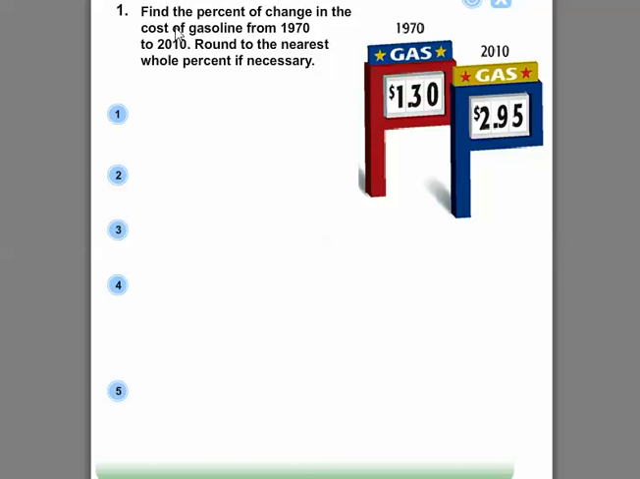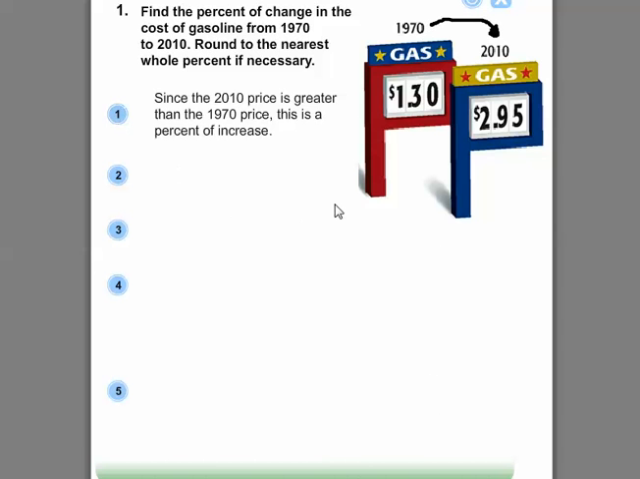It says find the percent of change in the cost of gasoline from 1970 to 2010. Round to the nearest whole percent if necessary. The first thing we want to do is ask, do we have an increase or a decrease? Like the price of most things, if we go ahead 40 years, it's probably more expensive. Everything gets more expensive over time. So the very first thing we know is that the gas increased from $1.30 to $2.95. So we're looking for a percent of increase.